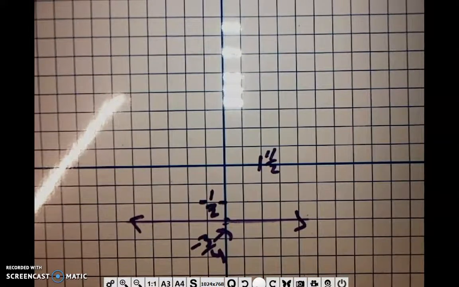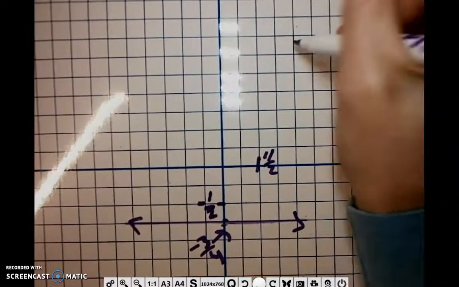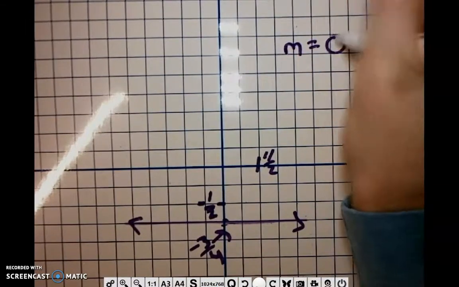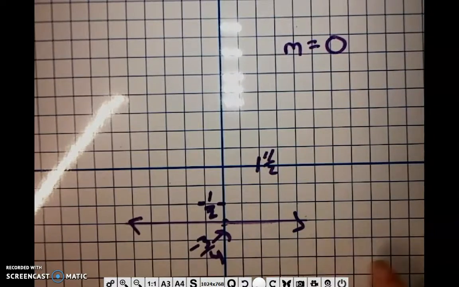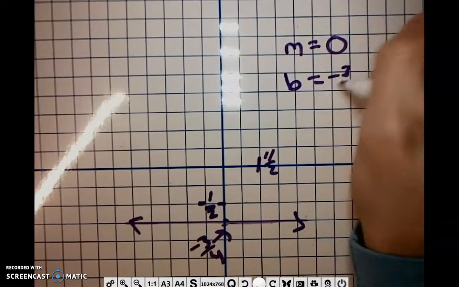Okay. This is a horizontal line. So what is my slope for a horizontal line? My slope is just 0. Remember we said you're walking straight across, so my slope is 0, okay? My y-intercept, or b, is what? If I go straight down, I intersect at just negative 3/4.